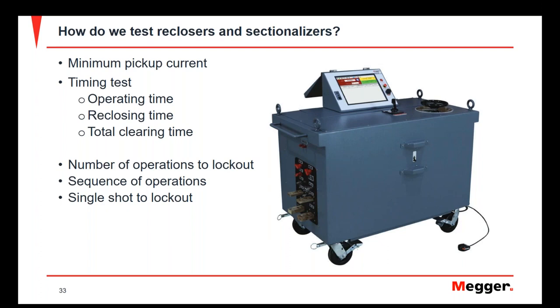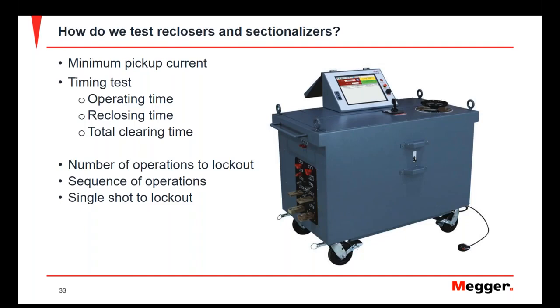Well, to test a recloser or a sectionalizer, we're going to want to push current through the device to evaluate its performance, similar to how we test a low voltage circuit breaker. However, the parameters that we're going to test whenever we test these devices is a little bit different. We're going to want to test the minimum pickup current point, or the point at which the device is going to trip. We're also going to want to test the performance of and do timing tests for the operation, the reclosing, and the total clearing time of the recloser.